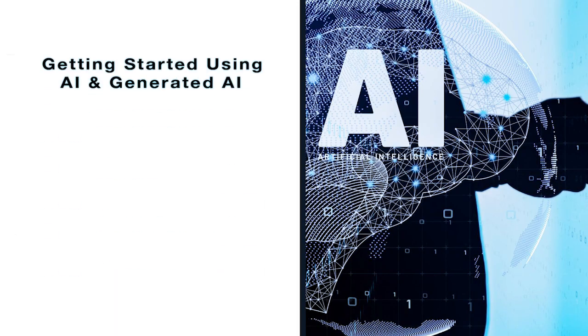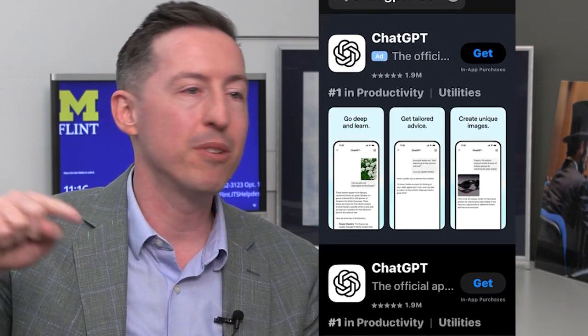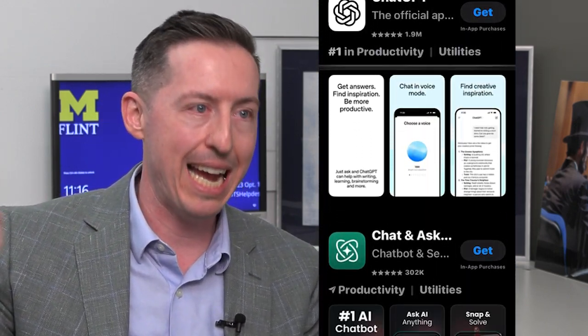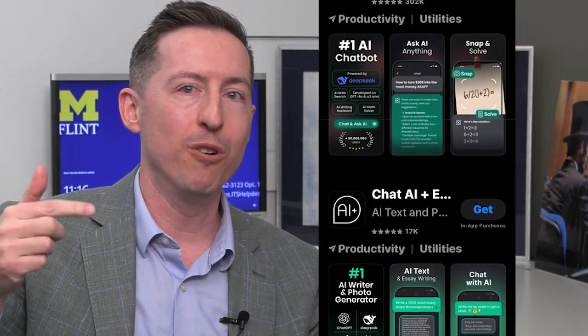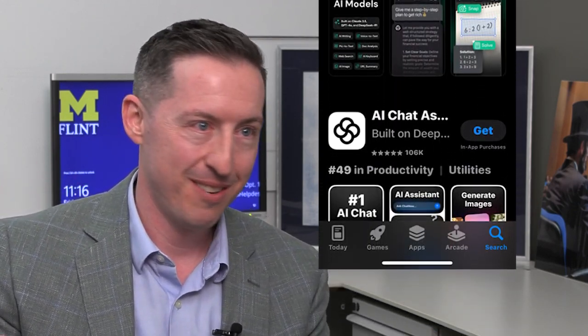So when you're using this technology or you're getting interested in it and you want to venture in, there are some things to be really aware of. The first is what we like to call fleeceware in our office. That would be where you go to the app store to download, say, ChatGPT. You could just type in ChatGPT, and you're going to notice that not only does ChatGPT get listed as an app, but you're probably going to see 50 or more other AI apps that are intentionally made to look like ChatGPT, but aren't.